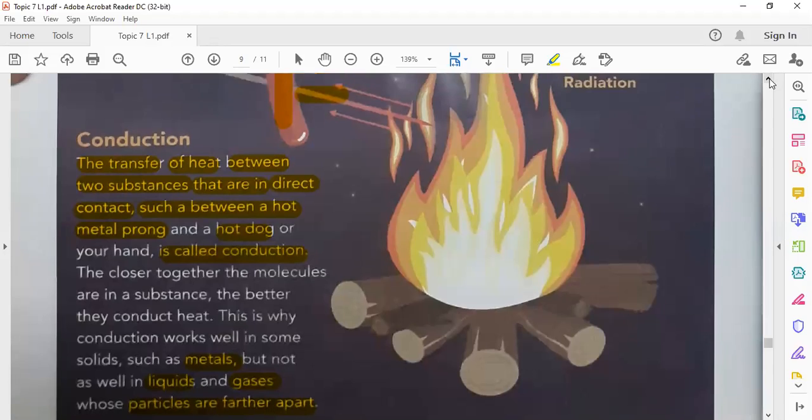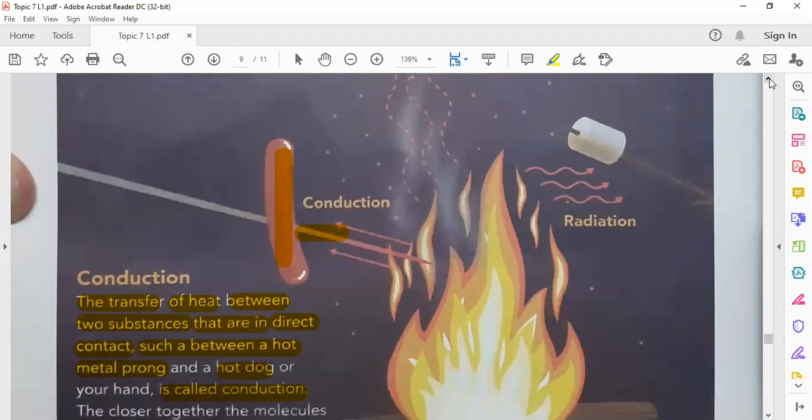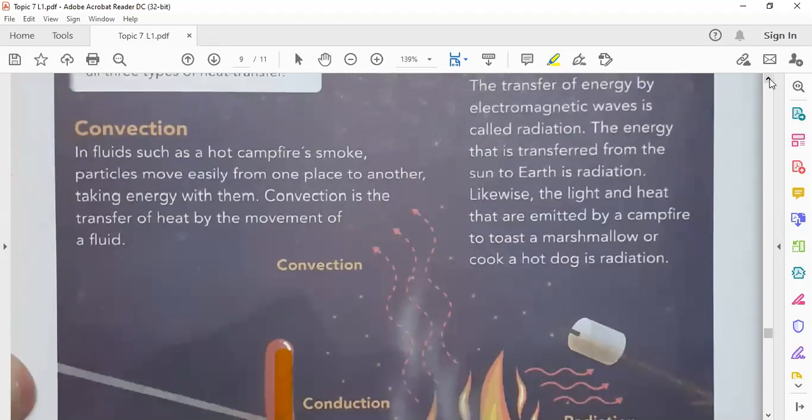Now, the second way by which heat transfer happens is convection. Convection happens mainly in liquids and gases, or fluids. We mean by fluids liquids and gases. Please remember this word: fluids mean liquids and gases. Solids are not fluids.